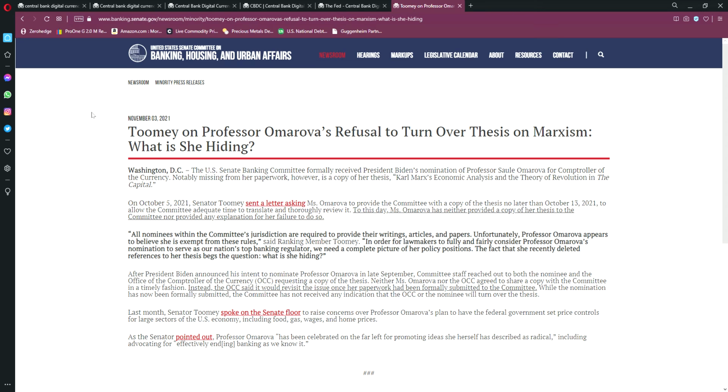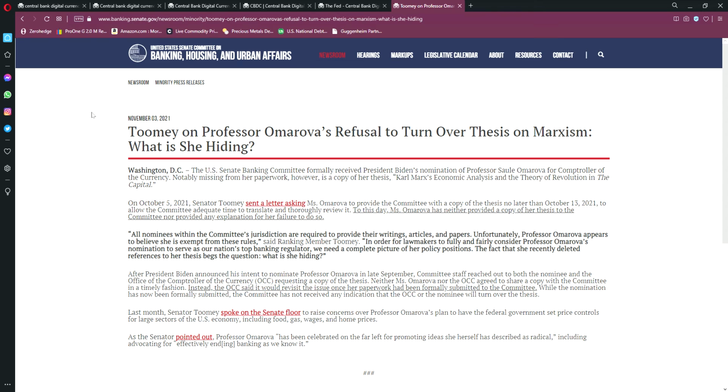To this day, Ms. Omarova has neither provided a copy of her thesis to the committee nor provided any explanation of her failure to do so. All nominees within the committee's jurisdiction are required to provide their writings, articles, and papers. Unfortunately, Professor Omarova appears to believe she is exempt from these rules, said Ranking Member Toomey. In order for lawmakers to fully and fairly consider Professor Omarova's nomination to serve as our nation's top banking regulator, we need a complete picture of her policy positions. The fact that she recently deleted references to her thesis begs the question.